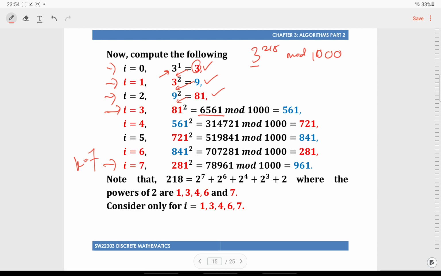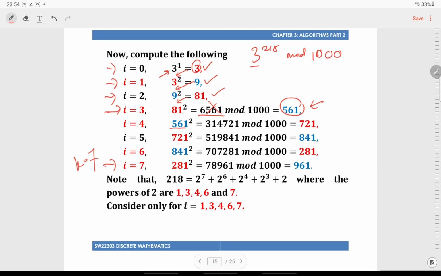Because the value is greater than 1000, we need to reduce it modulo 1000. So we divide it by 1000 and find the remainder. The remainder is equal to 561. So we take 561 instead of 6561 to the next step. Not this one, but this value after the modulo reduction.